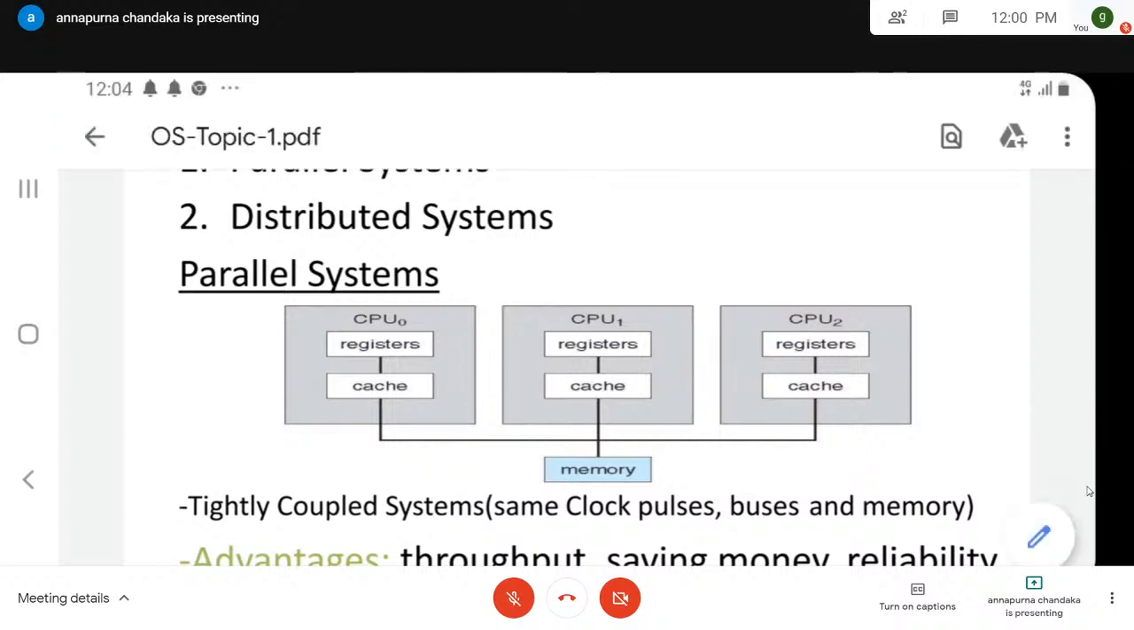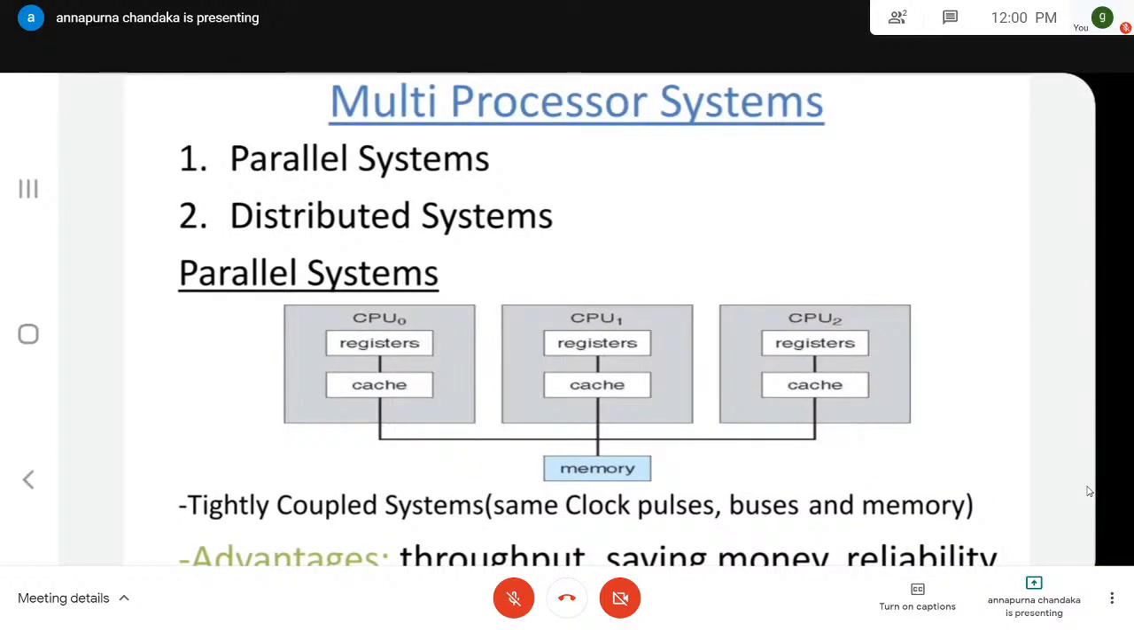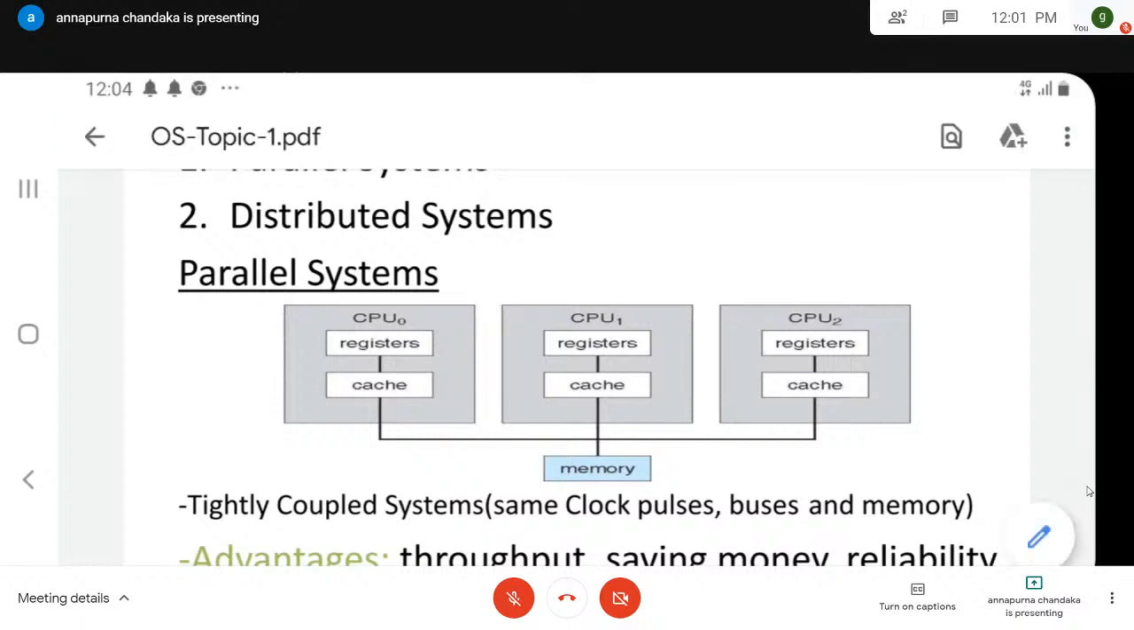So indeed, what is meant by a multiprocessor system? More than one CPU can simultaneously reside on the same machine. They are close to communicate. If they're using the same clock pulses, same buses, and same memory, then it is called parallel system technology. If they're using separate clock pulses, separate buses, separate memory, then it is called distributed system technology.